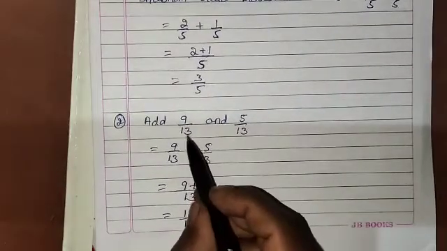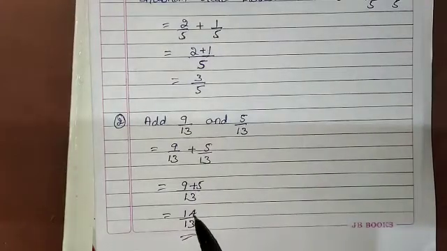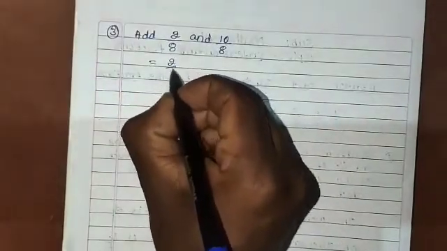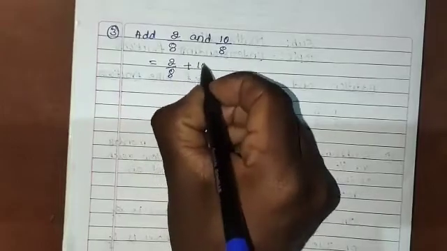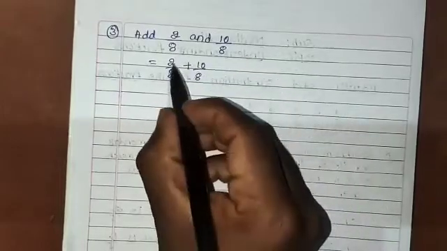Okay, when we are adding 9 by 13 and 5 by 13 we get 14 divided by 13. Okay, third one, add 2 by 8 and 10 by 8. It means we have to add 2 by 8 plus 10 by 8. Now we have to add these two fractions.